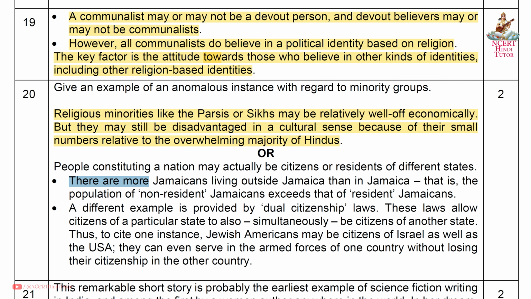Answer: There are more Jamaicans living outside Jamaica than in Jamaica. That is, the population of non-resident Jamaicans exceeds that of resident Jamaicans. A different example is provided by dual citizenship laws. These laws allow citizens of a particular state to also simultaneously be citizens of another state. Thus, to cite one instance, Jewish Americans may be citizens of Israel as well as the USA. They can even serve in the armed forces of one country without losing their citizenship in the other country.